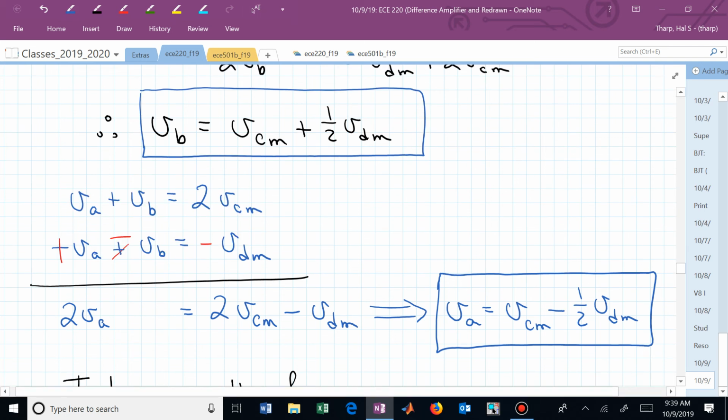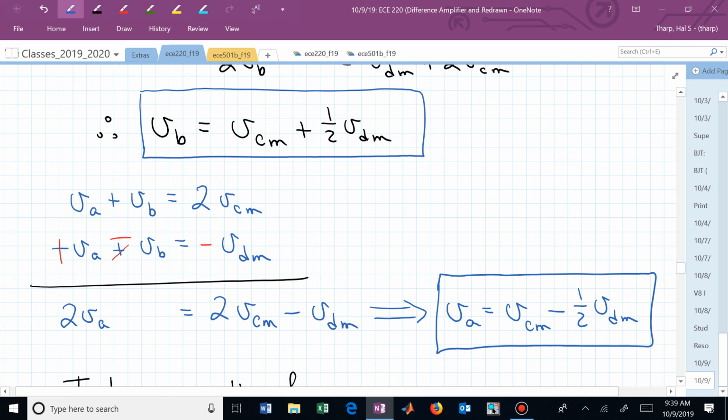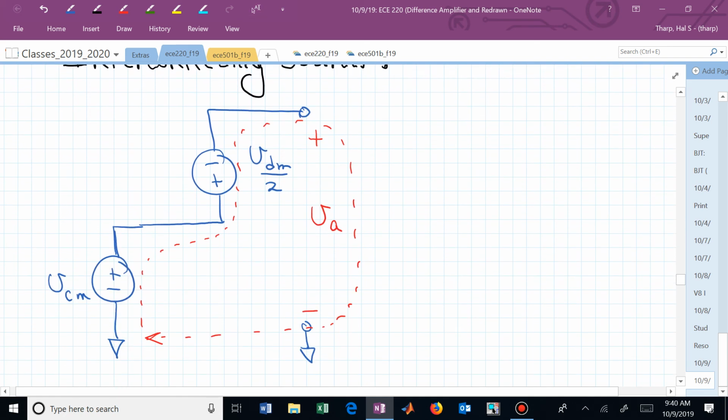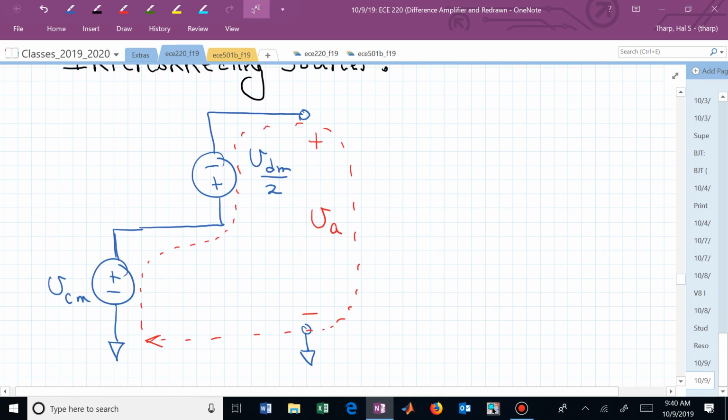So let's say we're finished with those preliminaries. That's the end of preliminaries. We now have defined two new concepts: differential mode, V_B minus V_A, and common mode, the average of those two, V_A and V_B. Let's now interconnect the sources and see if we can come up with a useful application of the difference amp.